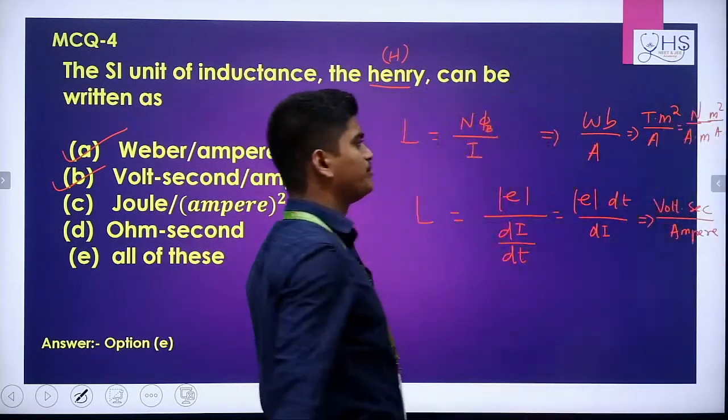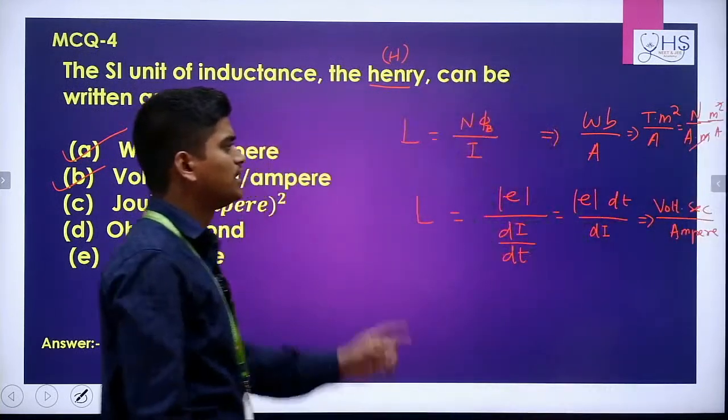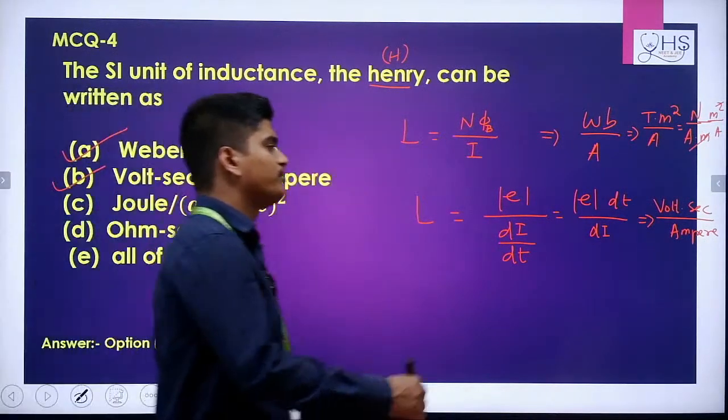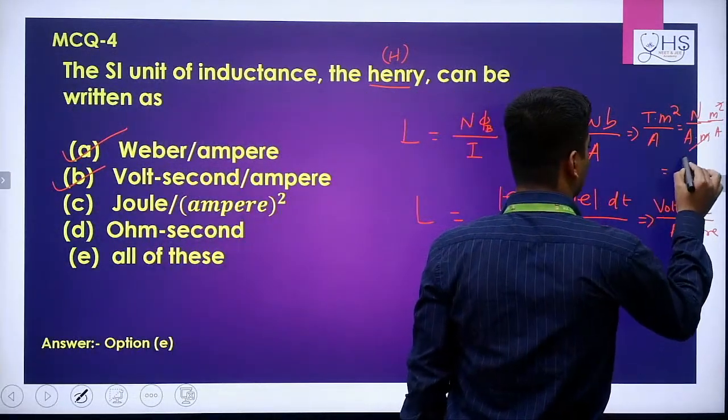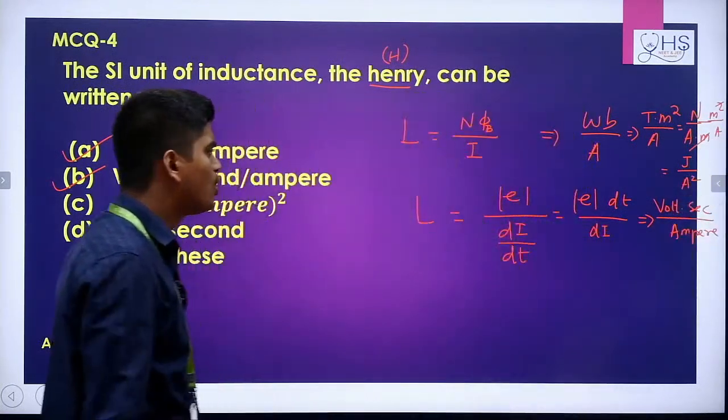Now if you check here, meter and meter square will get cancelled. Down, ampere into ampere will become ampere square, and up, Newton into meter will become joule. So joule by ampere square. Like this you can do.